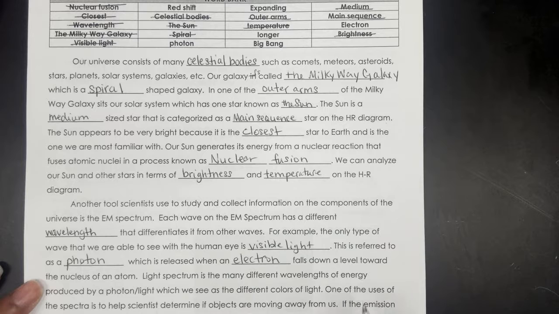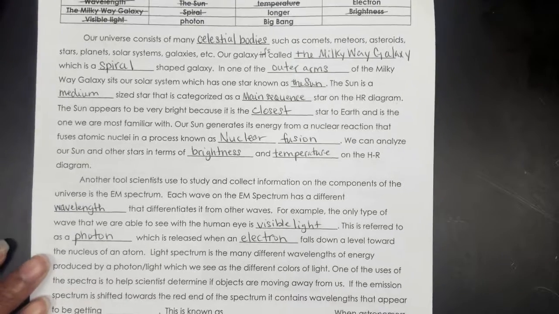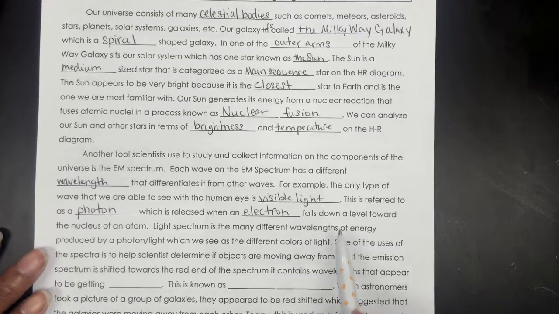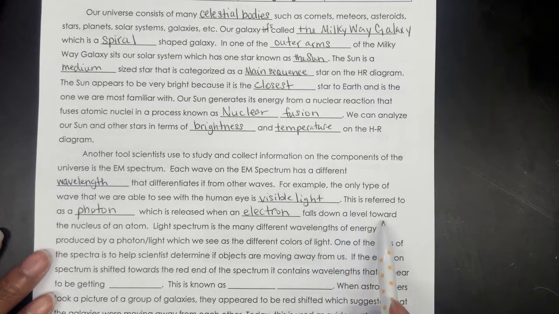So when the electron moves toward the nucleus, does it gain or lose energy? It's moving to Cook Middle School. It loses energy. When the electron moves away from Cook Middle School, it gains. There we go. An electron falls down a level toward the nucleus of an atom.